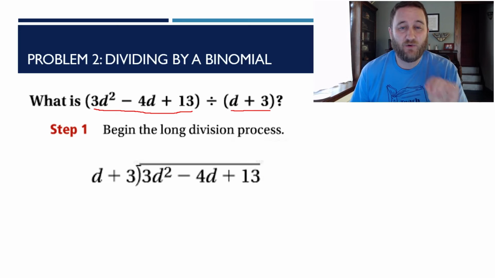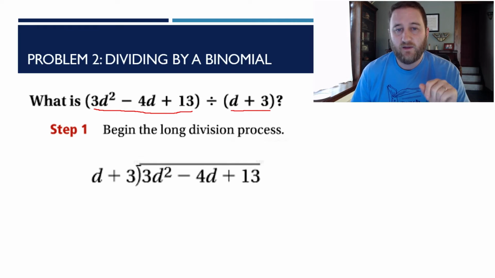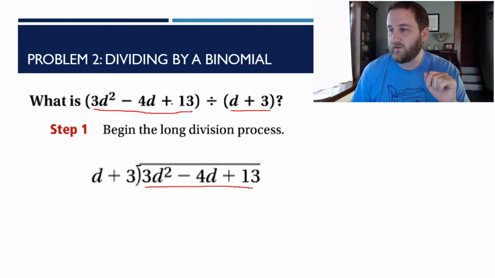So what we're going to do is start by beginning with the long division process. I'm going to have 3d squared minus 4d plus 13, this one right here, and I'm going to put that underneath the division symbol. And then I'm dividing by d plus 3.